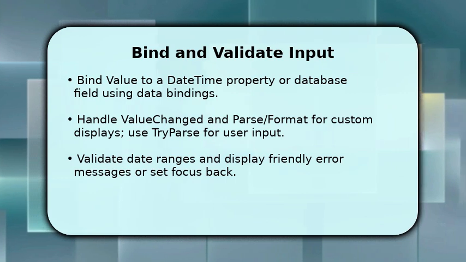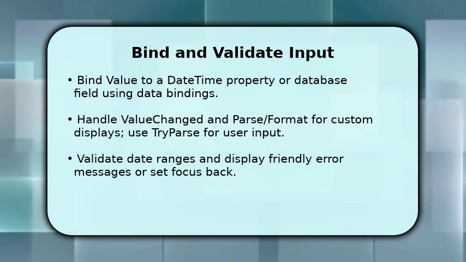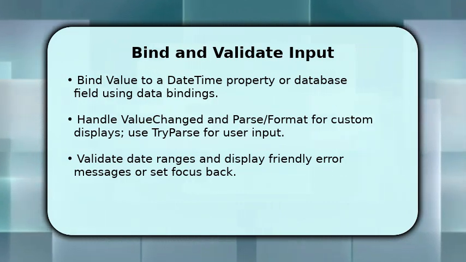For validation, check ranges and business rules. If invalid, show a clear message, reset to a safe default, and set focus back so the user corrects it.